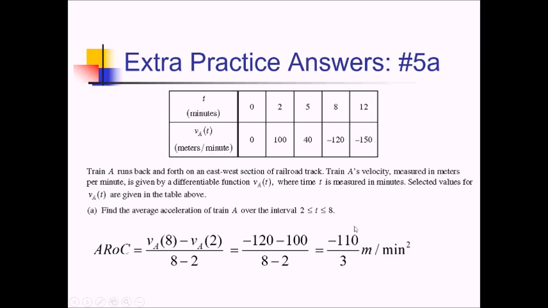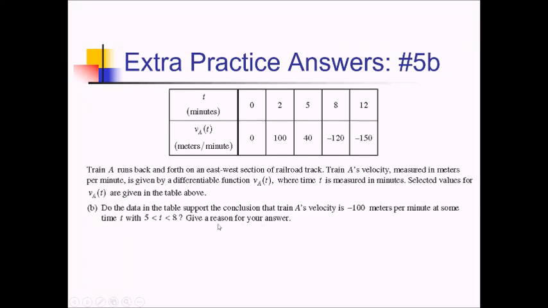For this part of the problem, they're asking if the data in the table support the conclusion that train A's velocity is negative 100 meters per minute sometime between times 5 and 8. Give a reason for the answer. Okay, so if we're asking if a function gives us a certain value, one good theorem to use in this situation is the intermediate value theorem. Now, in order to use this, we need to show that the function is continuous and that the value we're looking for, negative 100, is sandwiched between two values in the original function.